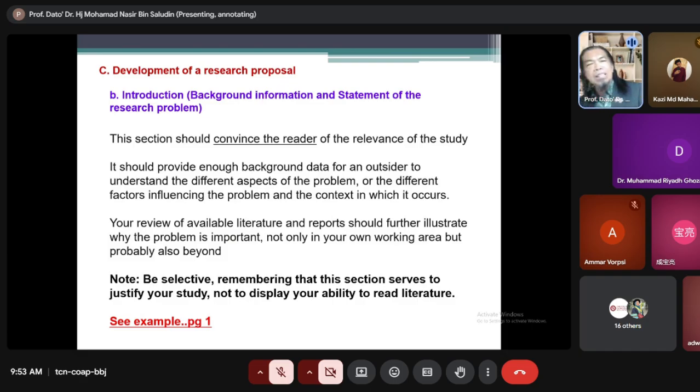Okay, introduction, background information, and statement of the research problem. This section should convince the reader of the relevance of the study. It should provide enough background data for an outsider to understand the different aspects of the problem, or the different factors influencing the problem and the context in which it occurs. Your review of available literature should further illustrate why the problem is important, not only in your own working area but probably also beyond. Be selective, remembering that this section serves to justify your study, not to display your ability to read literature. Do not copy and paste, but you must justify. You must study critically, discuss critically.